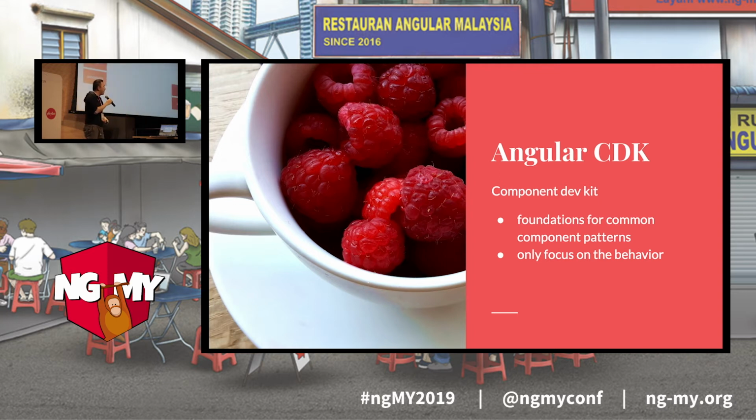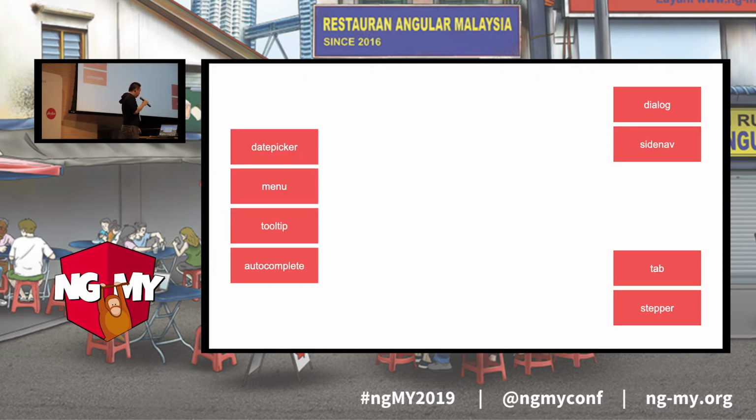So where does it come from? A little bit of background. Angular has a dedicated team who works on the Angular Material library. While they were building this library, they did an awesome job. They added tons of components. But while building this library, they discovered that there's a common pattern between some of the components.